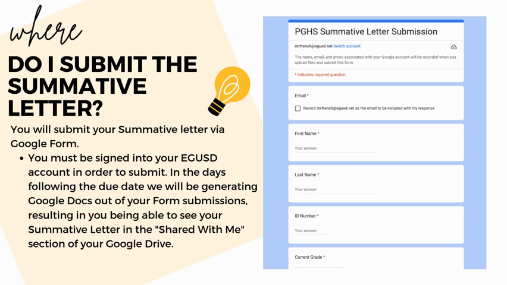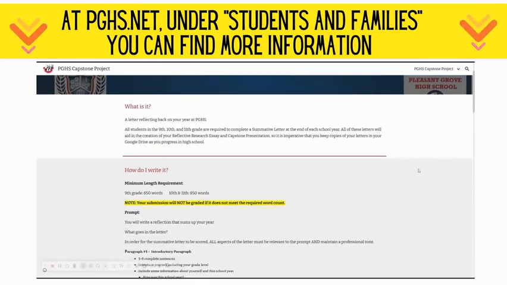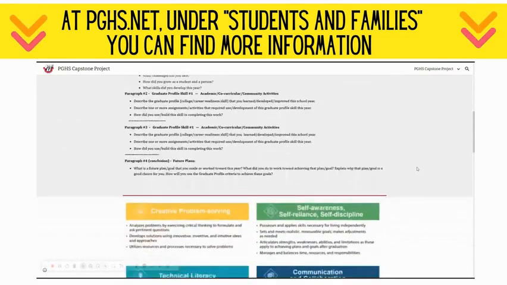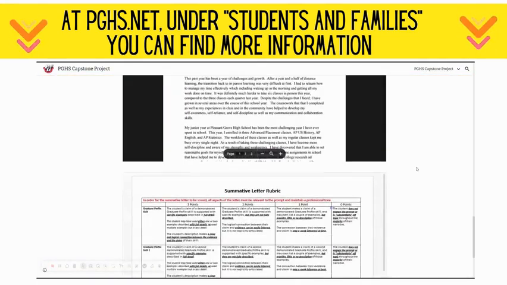So where do you submit this letter? You're going to submit your letter via a Google form. You should first type it up in a Word document, but then you'll submit it into this Google form. Again, this will be found in your grade level Google Classroom. Remember, type your summative letter in a Google Doc, use spelling and grammar tools, use the word count tool to ensure you have met your word minimum, follow the prompts, check your sharing settings, and check your grade level Google Classroom for more information. You can also go to pjhs.net and under Students and Families, find more information on the Capstone project and writing the summative letter.